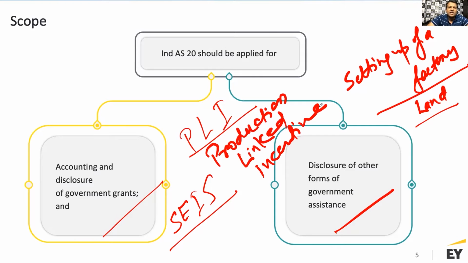Normally government grants come by way of policy interventions, and that's nothing but the SEIS scheme, the Service Export Incentive Scheme, or the PLI scheme, the production linked incentives. So many times we see the government give incentives to the sugar sector in the country, where they say if you borrow money to clear your dues to farmers, the amount of interest is what I'm going to subsidize. So that interest subsidization is also a type of government grant.